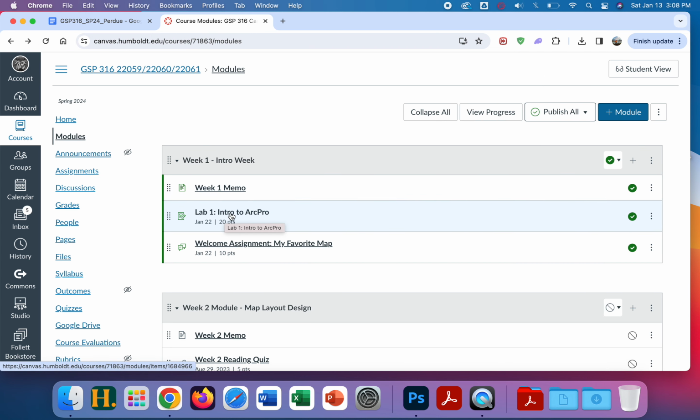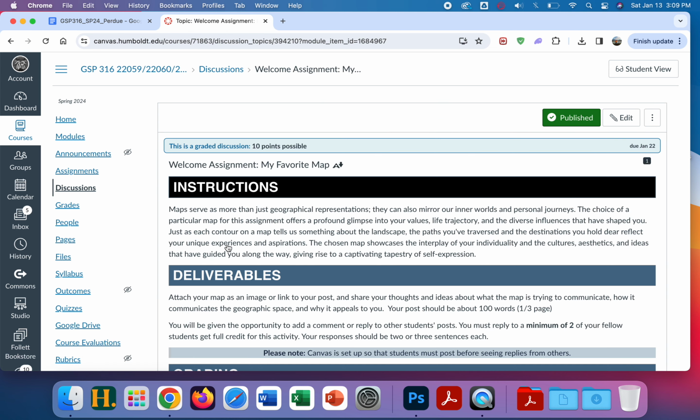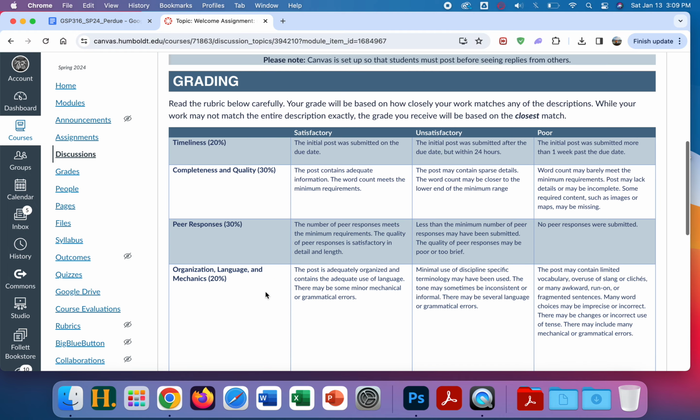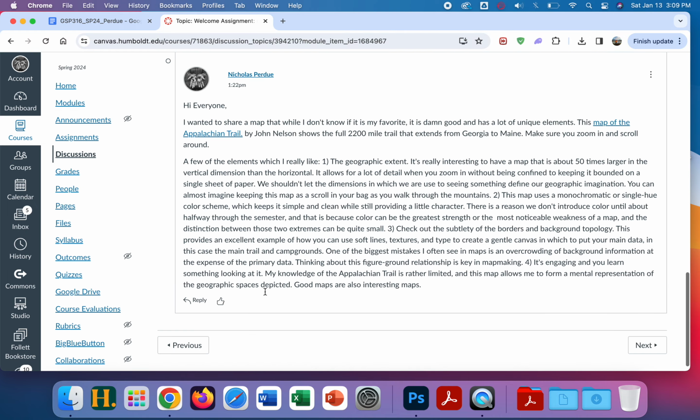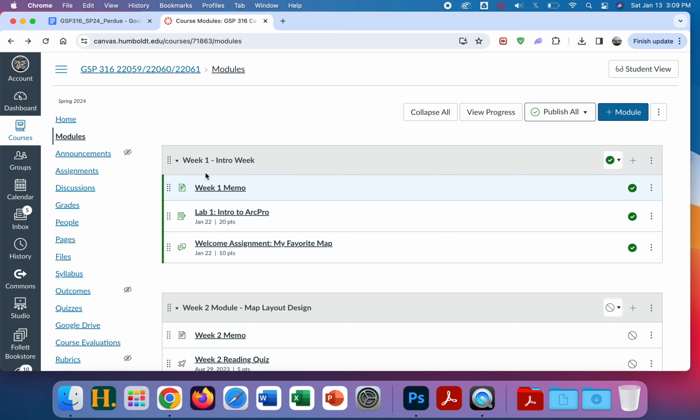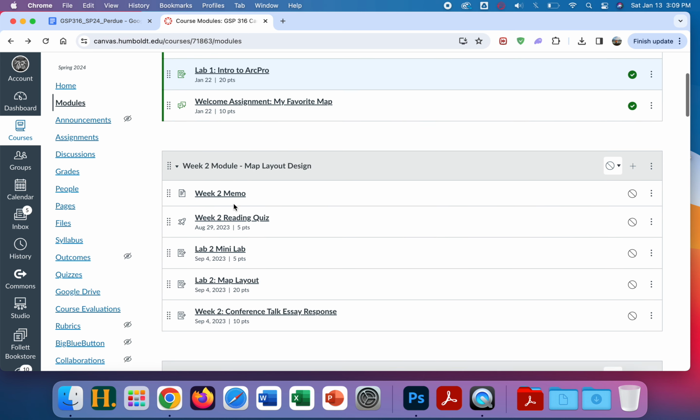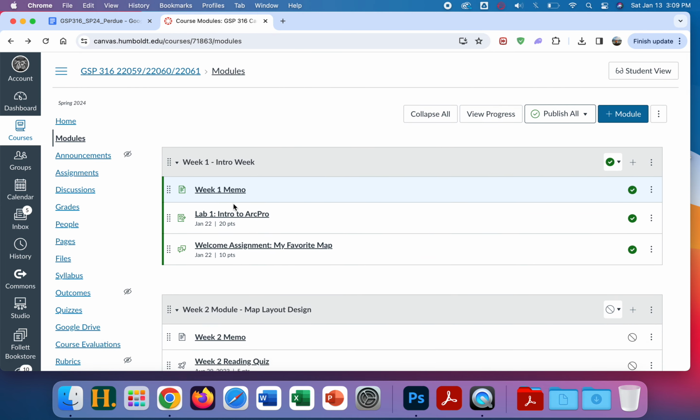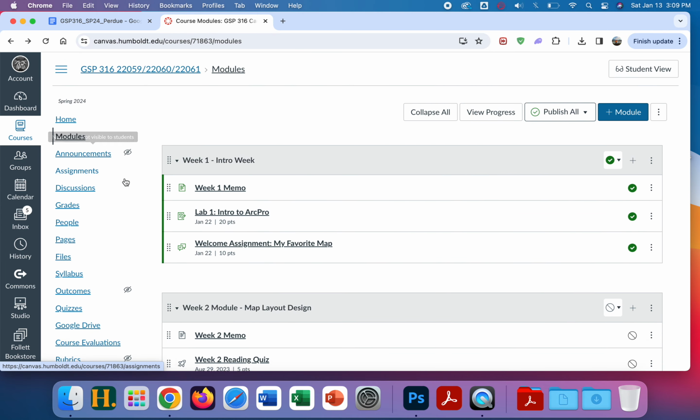You'll also have your lab assignment, as well as, for week 1, this discussion forum where you share your favorite map and write a little thing about it, following this example that I made here. So that is how the material is organized on a weekly basis. You can see I have it all laid out for the rest of the semester, but not fully published yet. So that's where I will post your material. That'll be on your homepage.